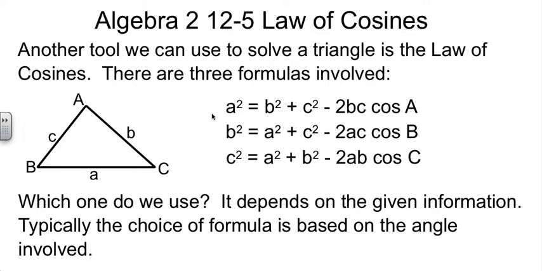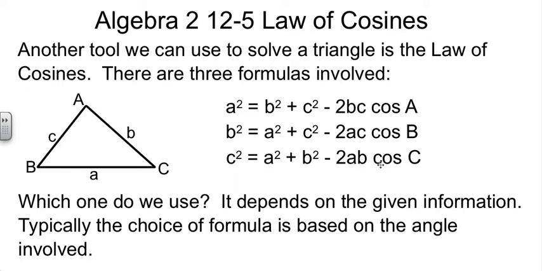A squared is equal to b squared plus c squared minus 2bc cosine A. Or b squared equals a squared plus c squared minus 2ac cosine B. Or c squared equals a squared plus b squared minus 2ab cosine C. The Pythagorean theorem that we all know and love, a squared plus b squared equals c squared, is hiding right here. This is an adjustment that comes from it not being a right triangle.